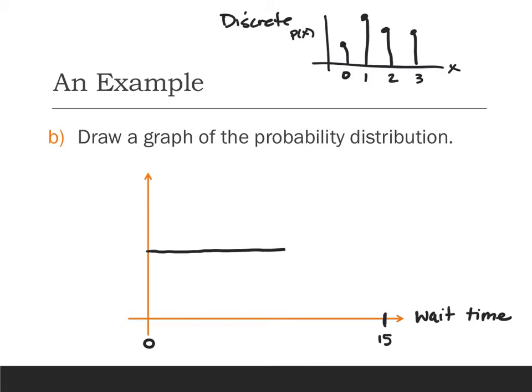So I'm just going to draw, and I'll do kind of a dashed line here. This is just going to be straight across. This is called a uniform distribution. You might remember that from the shapes we had when we talked about our graphs in chapter 2. This is a case where we would have a uniform distribution.